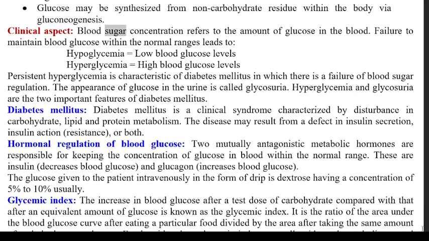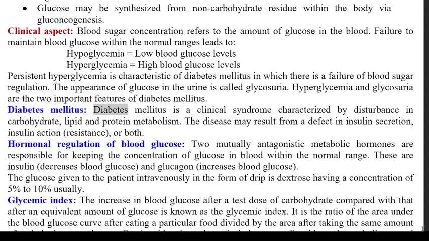Clinical aspect: blood sugar concentration refers to the amount of glucose in the blood. Failure to maintain blood glucose within the normal ranges leads to hypoglycemia, which equals low blood glucose levels, and hyperglycemia, which equals high blood glucose levels. Persistent hyperglycemia is characteristic of diabetes mellitus, in which there is a failure of blood sugar regulation. The appearance of glucose in the urine is called glycosuria. Hyperglycemia and glycosuria are the two important features of diabetes mellitus.